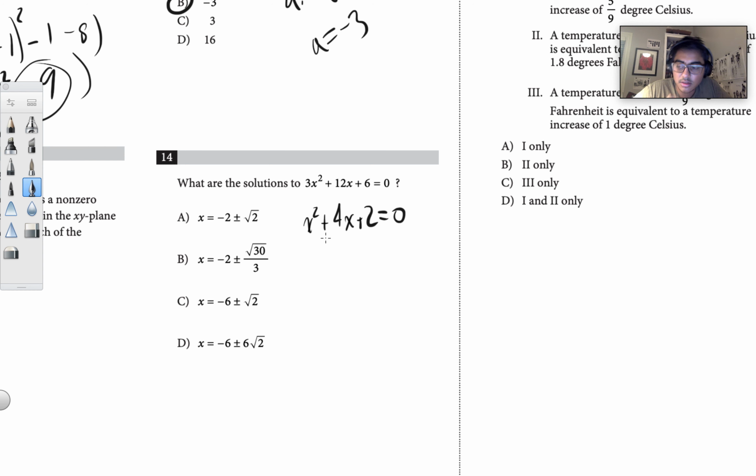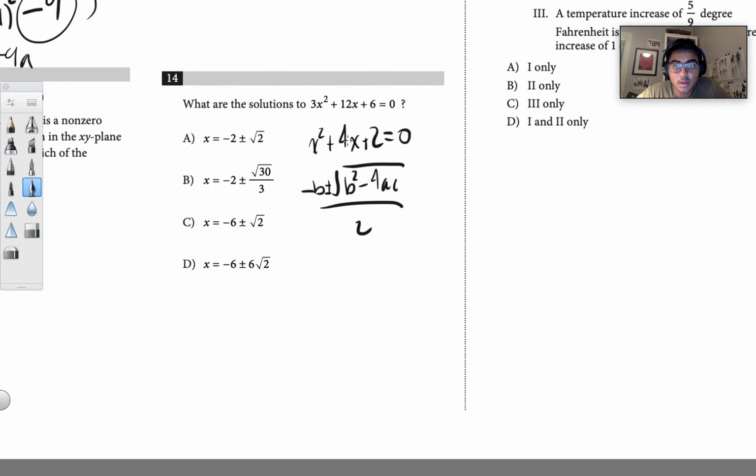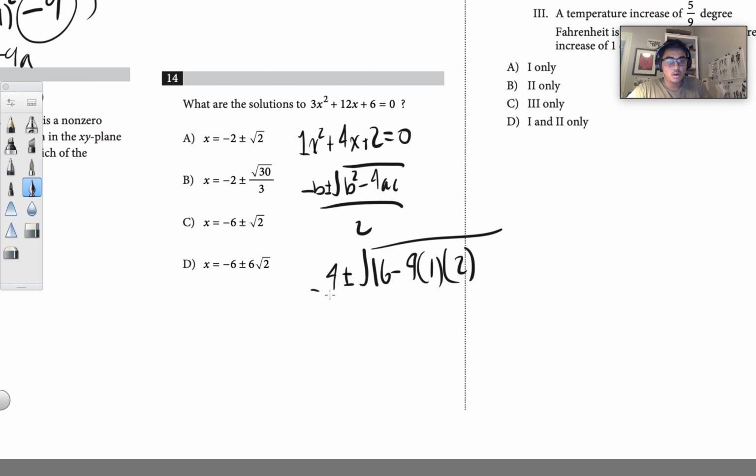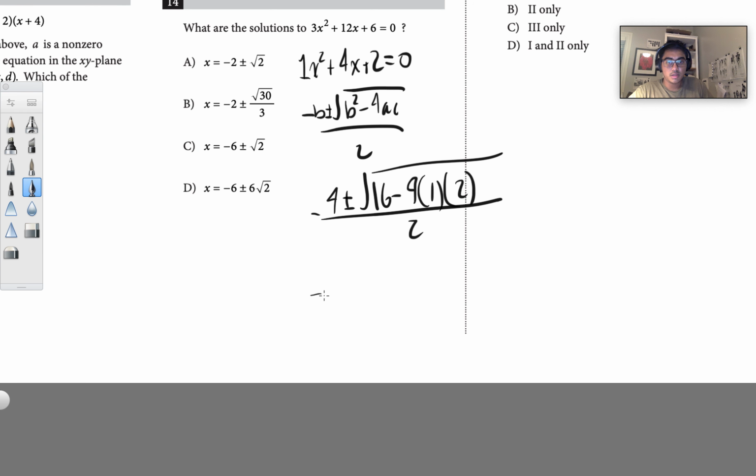We can't just factor this. We have to use the quadratic formula. I forgot the name though: negative b plus or minus the square root of b squared minus 4ac, over 2a. So negative b, so negative 4, plus or minus the square root of 4 squared, which is 16, minus 4 times a, which is 1, times c, which is 2, all over 2a. So it'll be negative 4 plus or minus the square root of 16 minus 8, over 2.